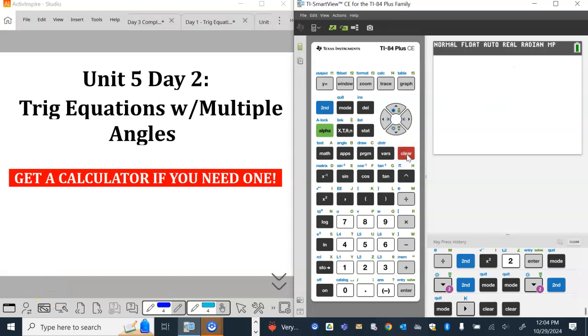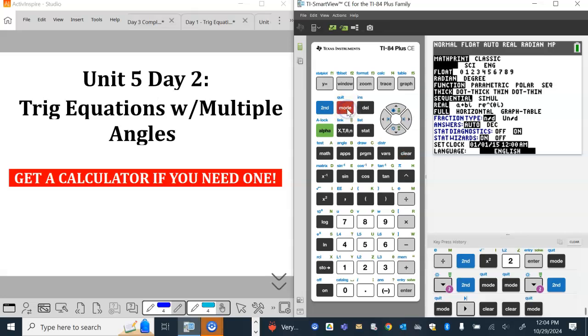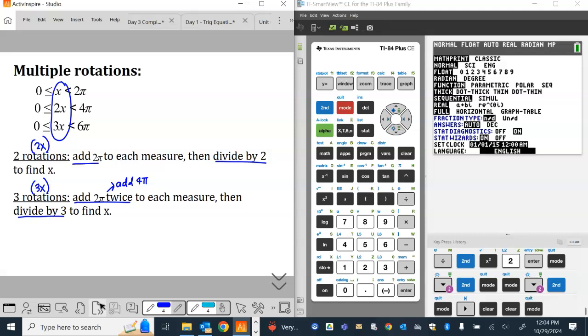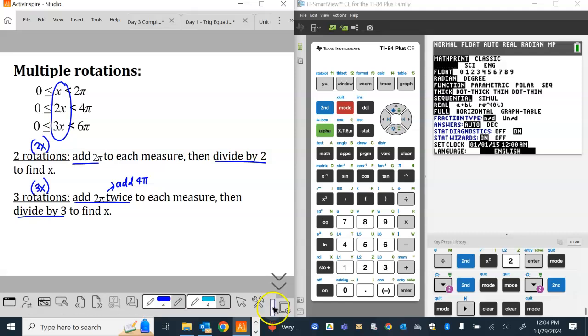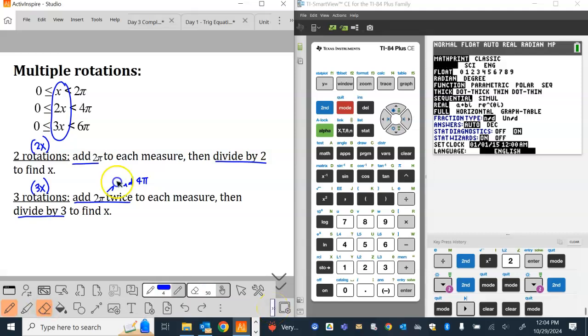All right, here we go. We are doing Unit 5, Day 2, trig equations with multiple angles. You do need a calculator, so make sure you turn your calculator on and make sure it is in degree mode.